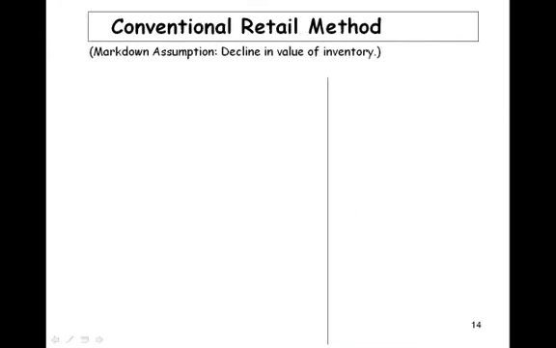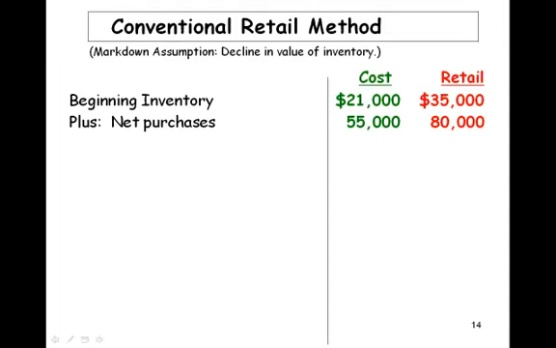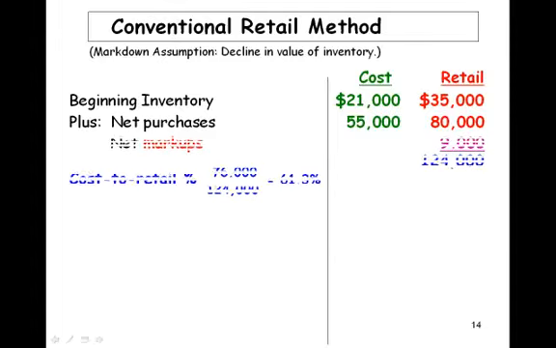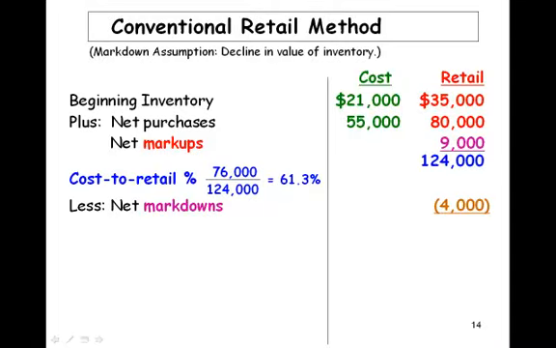This next example uses the other markdown assumption. This method is referred to as the conventional retail method. Again, we use the same facts. This method differs from the last example in only one way. Only the net markups are included in the cost to retail percent, not the net markdowns. After the cost to retail percent is computed, the net markdowns are subtracted.